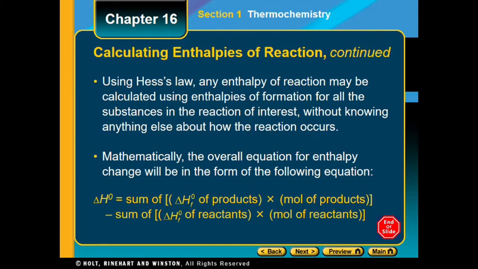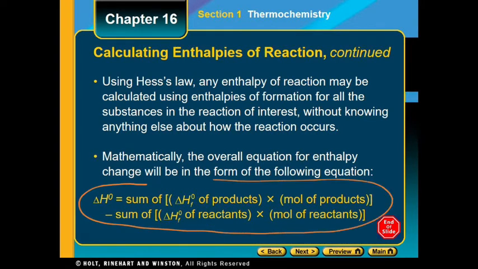So again, if you're using Hess's law, the enthalpy of reaction can be calculated using the enthalpy of formation. You don't have to know really anything else about the reaction itself. So the overall equation, and you pretty much already have this one written down, is the sum of the delta H of formation of your products times how many moles, and again, moles is going to be the coefficients that you have, minus the sum of the reactants.